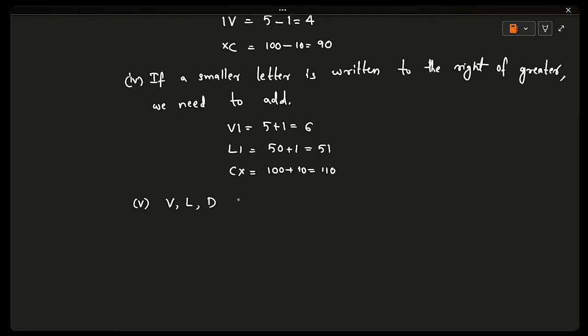VLD are never repeated. You cannot repeat them anywhere. Suppose I want to write 10. I cannot write VV. That is wrong. I want to write 150. You cannot write LLL. That is wrong. 50, 50, 50 makes 150, but you cannot repeat L. I want to write 1000. You cannot write DD. That is wrong. That is a rule related to VLD. They are never repeated.